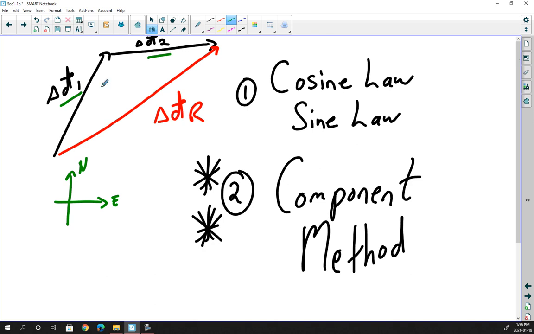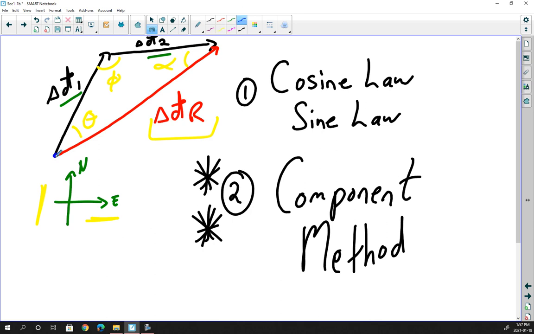They're not all at 90 degrees to each other. They're not always lined up northeast, north, south, east, west. They're at odd angles, right? You've got all these odd angles here. So we're going to need more advanced mathematics to calculate what the resultant displacement is.